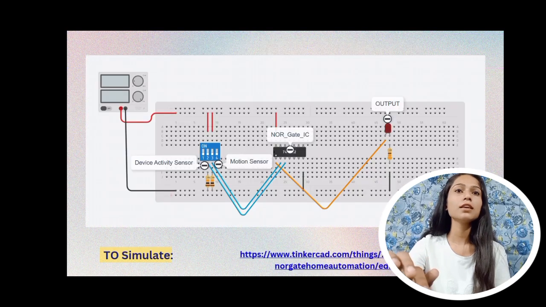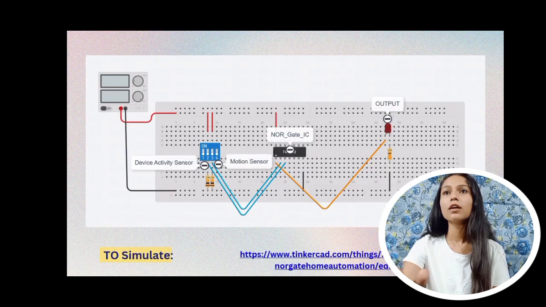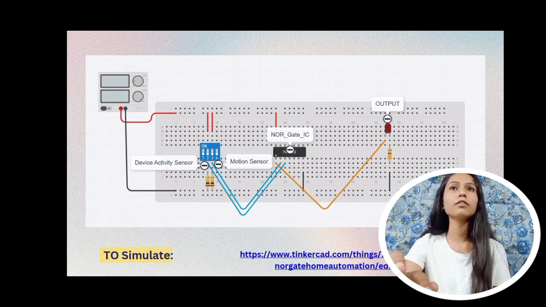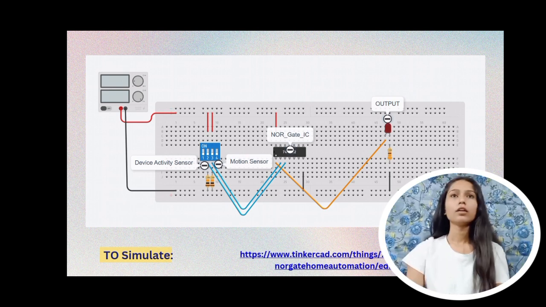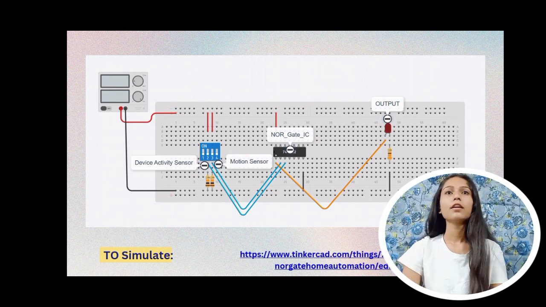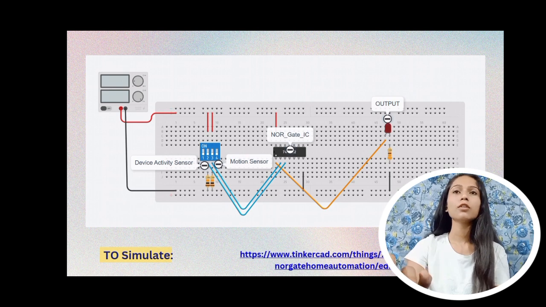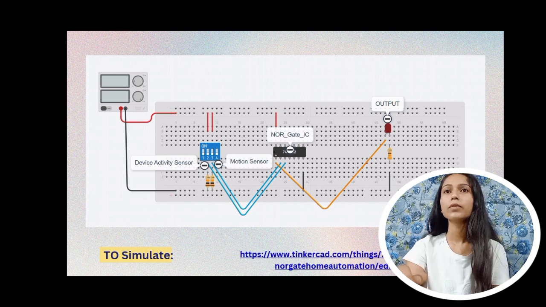Now we will see the simulation. This is the circuit. Now we will simulate this. Wait a while. So this is the circuit. In this there is a NOR gate and its inputs are the device activity sensor and the motion sensor. We will simulate this.